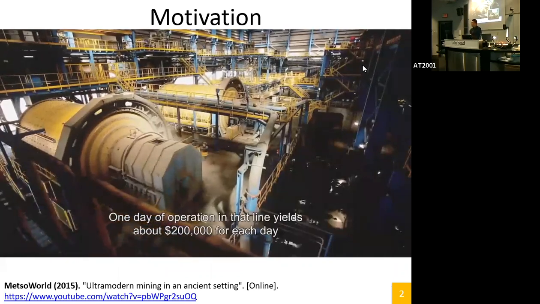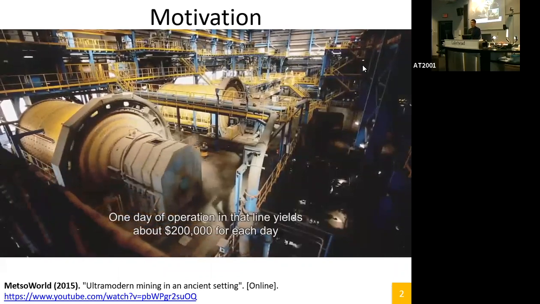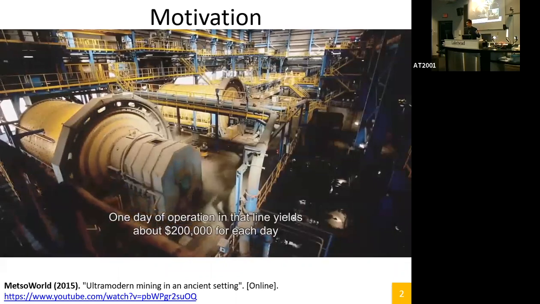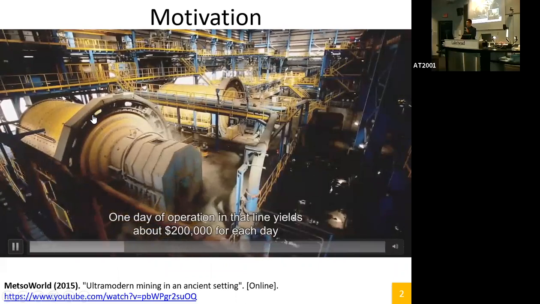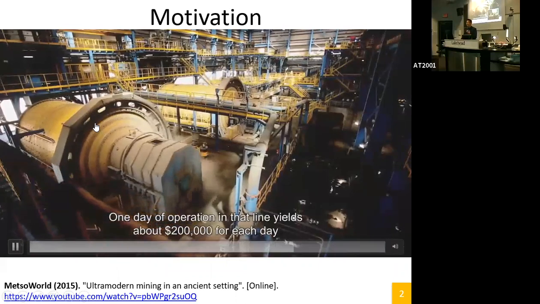Well, speaking of which, induction motors, they're used in a lot of industries. So here we have a pinion motor mining operation. It involves crushing materials for mining.